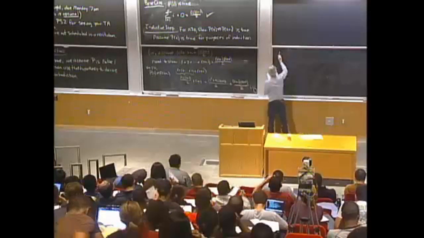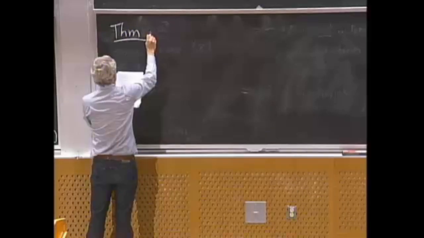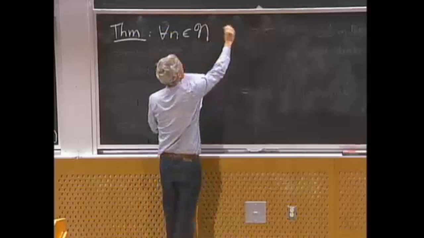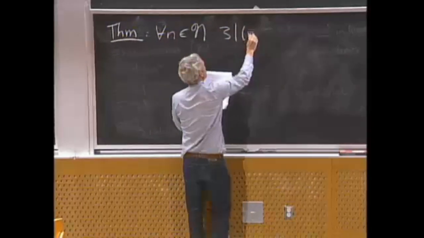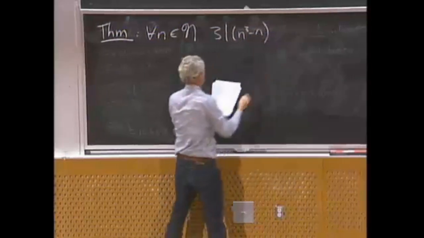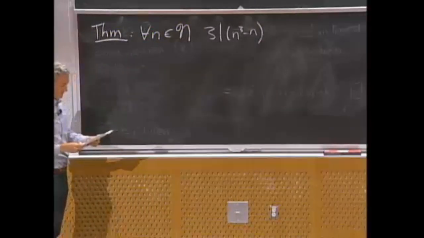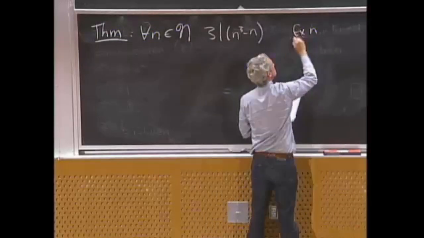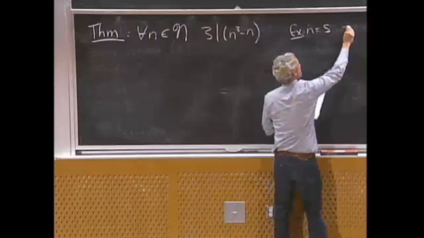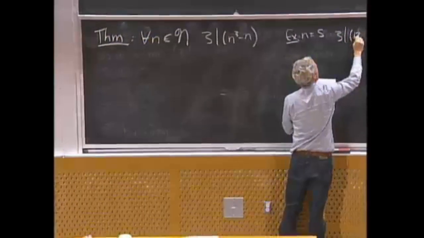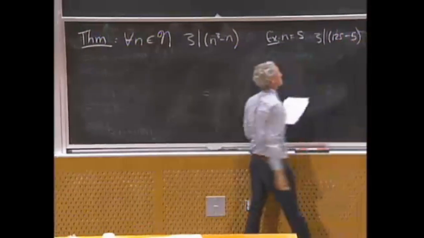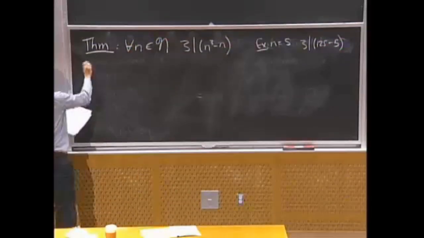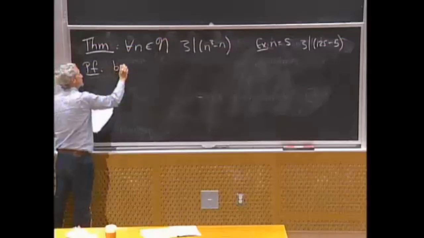Okay, so for all natural numbers n, 3 divides n cubed minus n. That means n cubed minus n is a multiple of 3. For example, n is 5. 3 divides 125 minus 5, because it's 120. Let's prove that. And we're going to use induction.